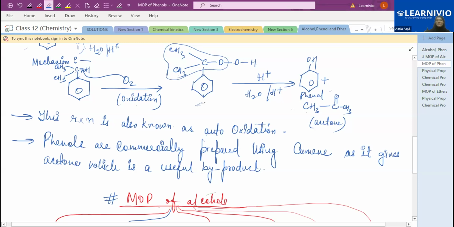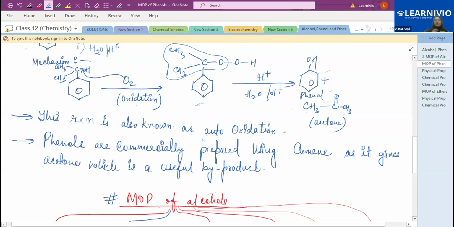After that, when you do the acid hydration, this CH3CO, CH3, this is propanone. This is the ketone CH3CO, CH3. Propanone will be removed as a byproduct. The common name of this propanone is acetone. CH3CO, CH3 is also known as acetone. And this OH will be rearranged over here, and you will get this phenol. Phenol plus acetone as a byproduct.